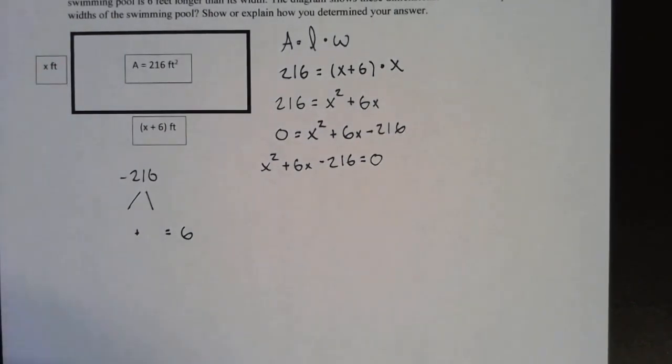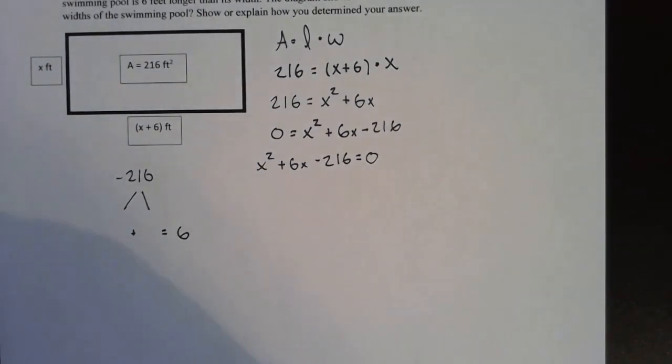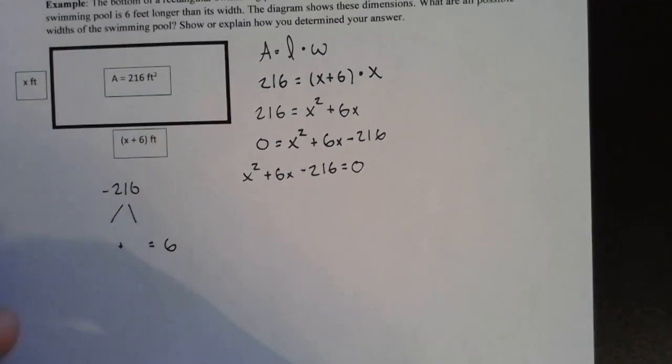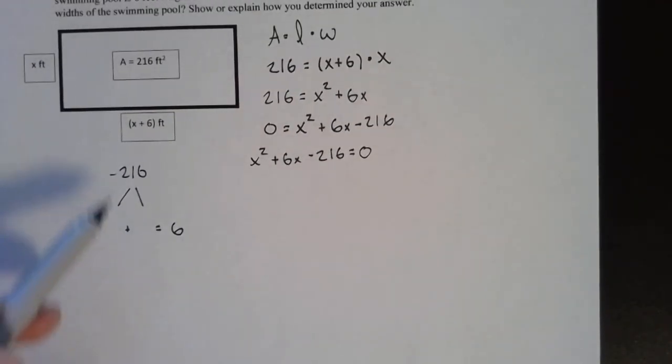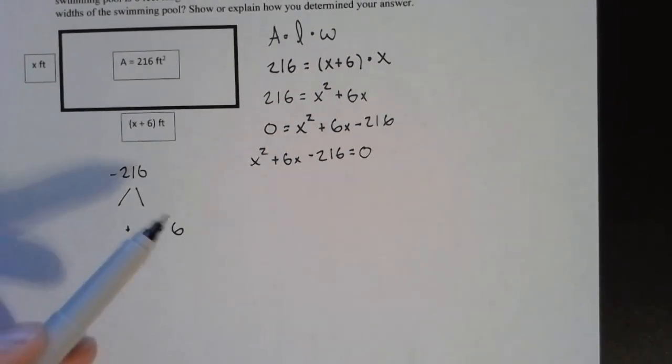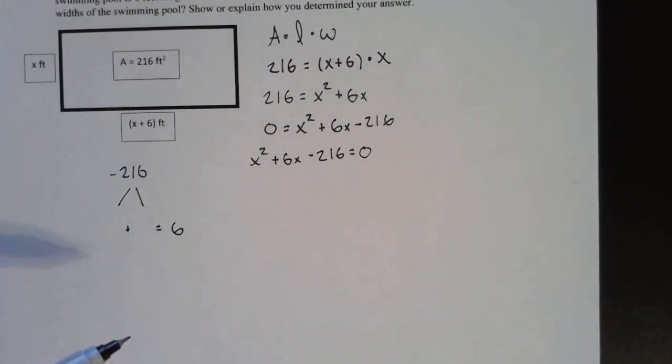And I need to find two values that multiply to negative 216 but add to 6. So I'm going to go ahead and pause the video here again. I would like for you to pause the video and see if you can come up with what these two numbers should be, two numbers that multiply to negative 216 and add to 6. Go ahead and think of those right now.